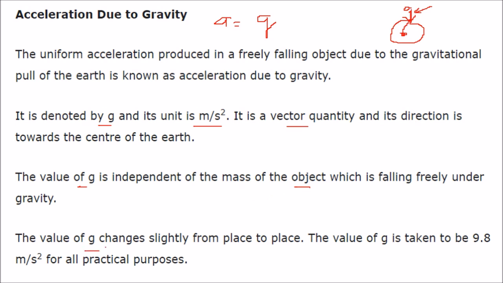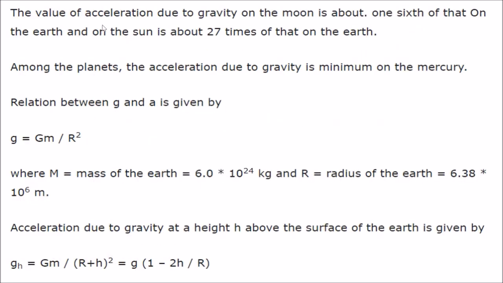This g changes very slightly from place to place, and for calculation purposes, we take it as somewhere around 10 in order to simplify our calculation, but the standard value is 9.8 meter per second square. The value of acceleration due to gravity on the moon is 1/6 of the g of the earth. And on the sun, it is 27 times the g on the earth. If you talk about the planets, the acceleration due to gravity is minimum on Mercury.